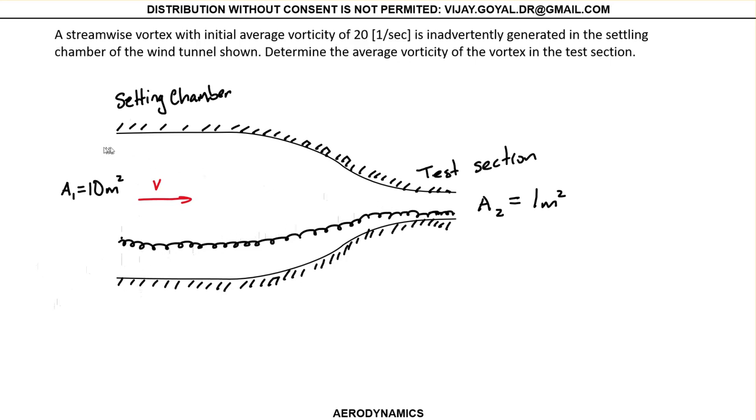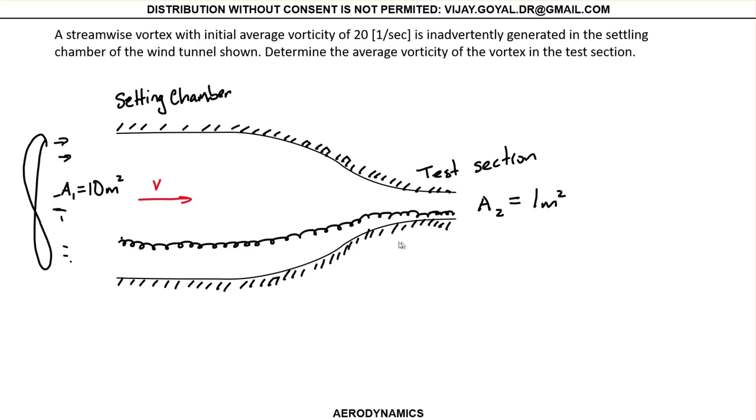It got generated as we had the wind tunnel scenario, right? So you had the flow that was generated in the wind tunnel, and this vortex was generated. And we want to know what is the average of the vorticity of the vortex generated in the test section.